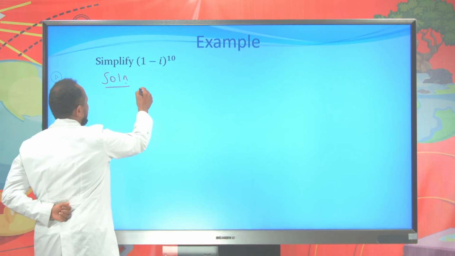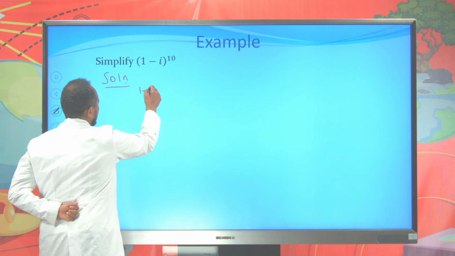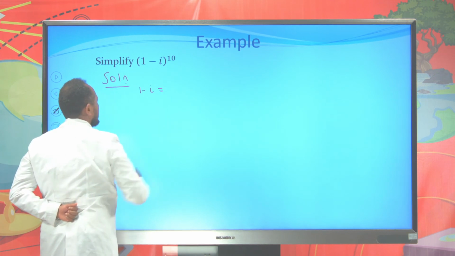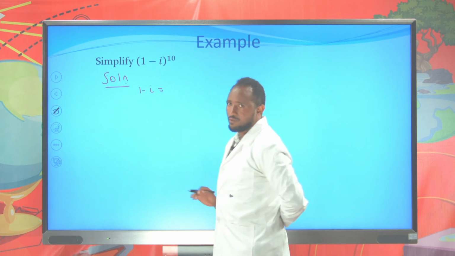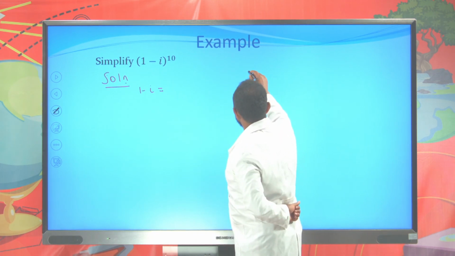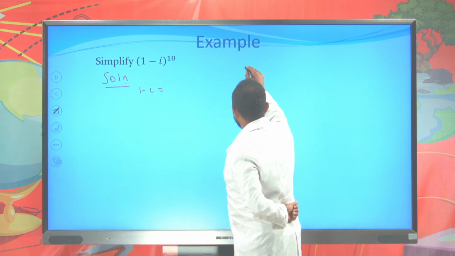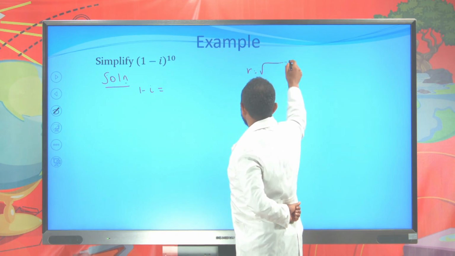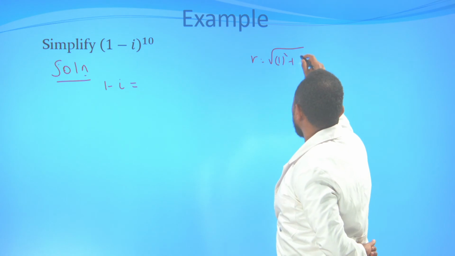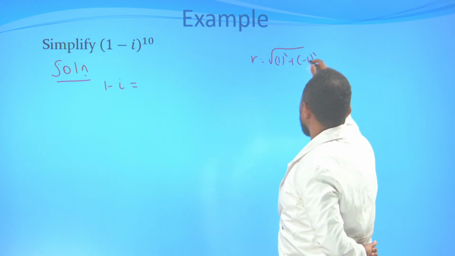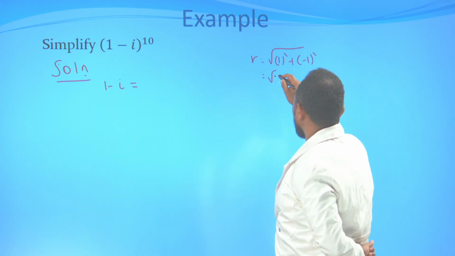The polar form of 1 minus i. The modulus of this one is the square root of 1 squared plus negative 1 squared, which is equal to the square root of 2.